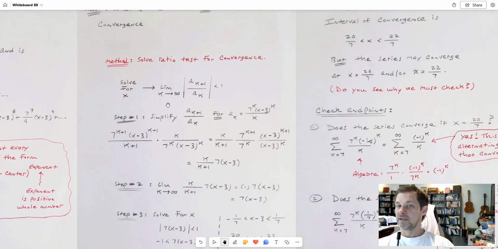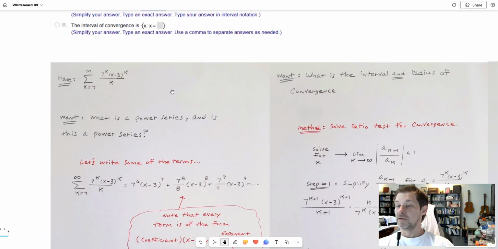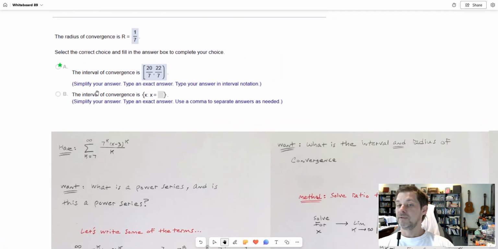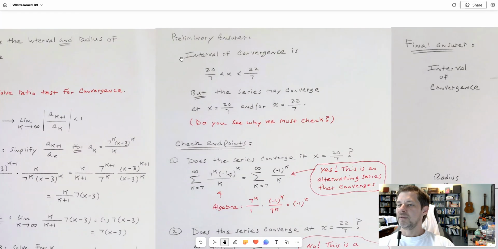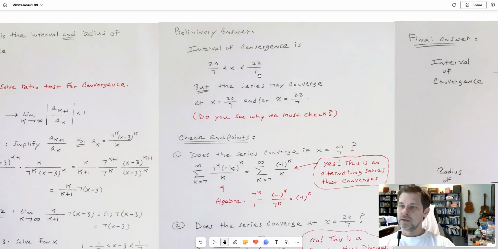Those values of x will cause this series to converge, and that's what the interval of convergence is. Now, it turns out that's just a preliminary answer. Yes, the series that we started with will converge if x is between 20 over 7 and 22 over 7. But it also may converge at the endpoints. It may converge individually at 20 over 7 and 22 over 7.